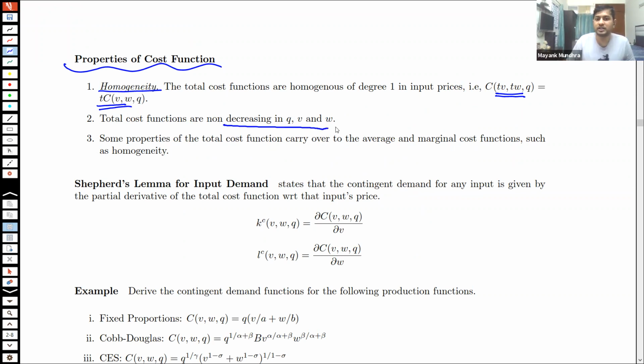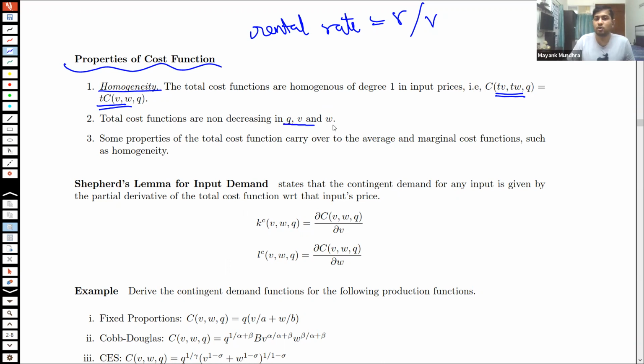Total cost functions are non-decreasing in Q, W, and V. This says that if quantity increases, or okay, in these notes, I have used V instead of R because some textbooks say rental rate is R, some say it is V. So there's some discrepancy here. So in the notes, I have used V. While teaching, I use R. I should actually rectify it, but please don't get confused by this. V is basically R. V and R are interchangeable.